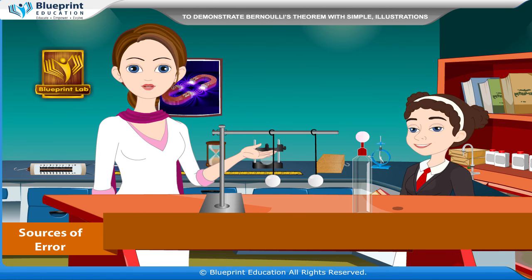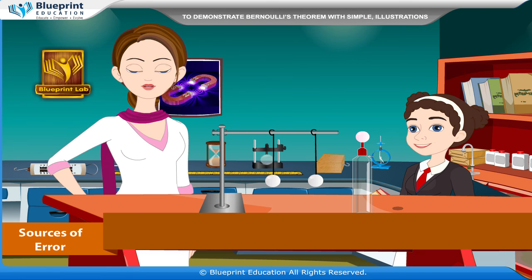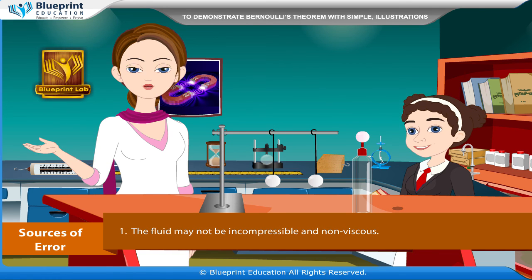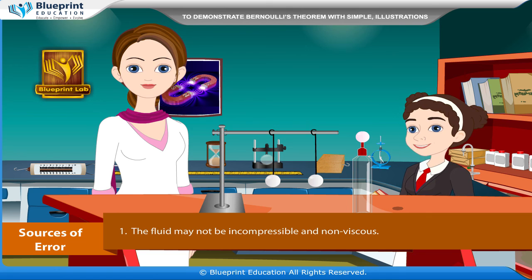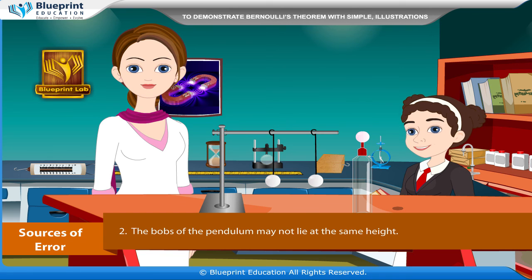Sources of error: the following errors may occur while doing this experiment. The fluid may not be incompressible and non-viscous. The bobs of the pendulum may not lie at the same height.